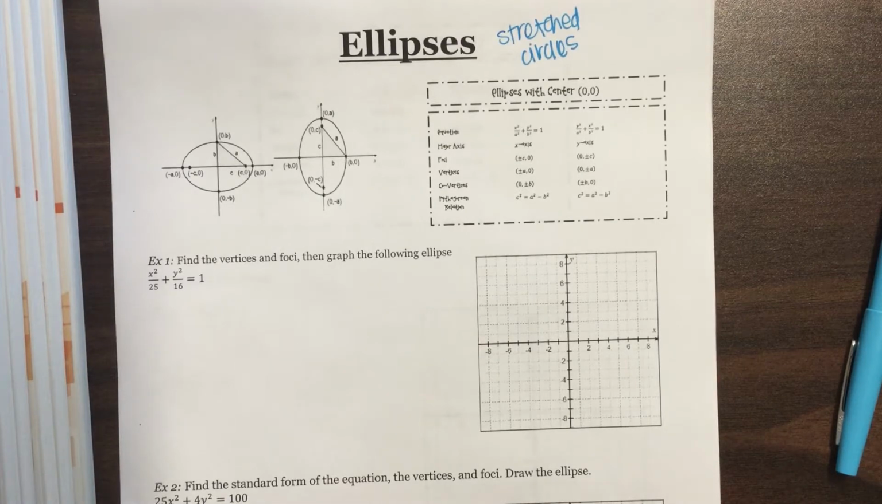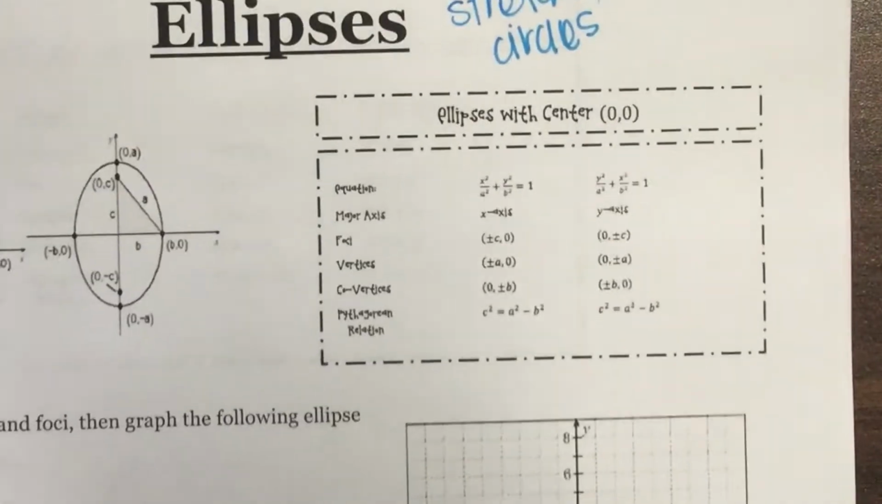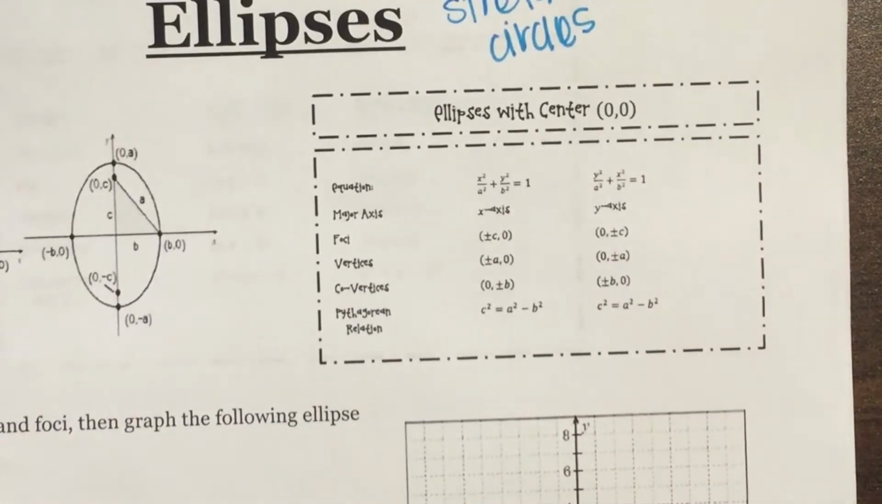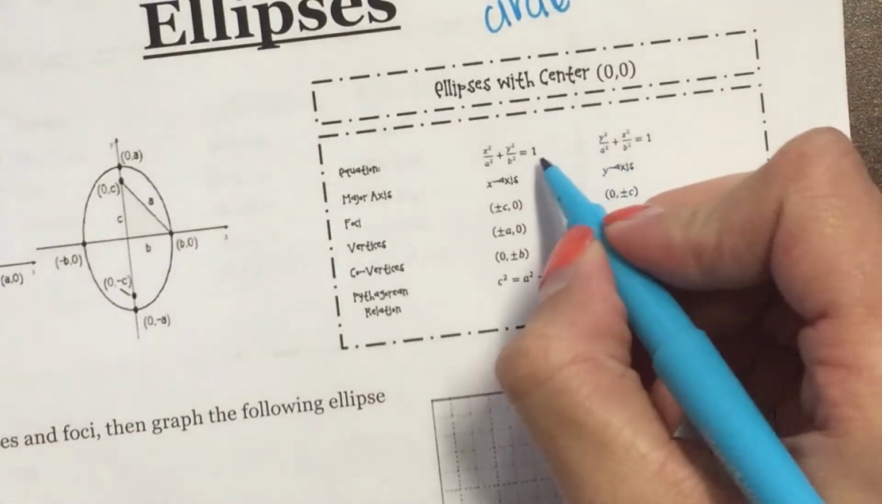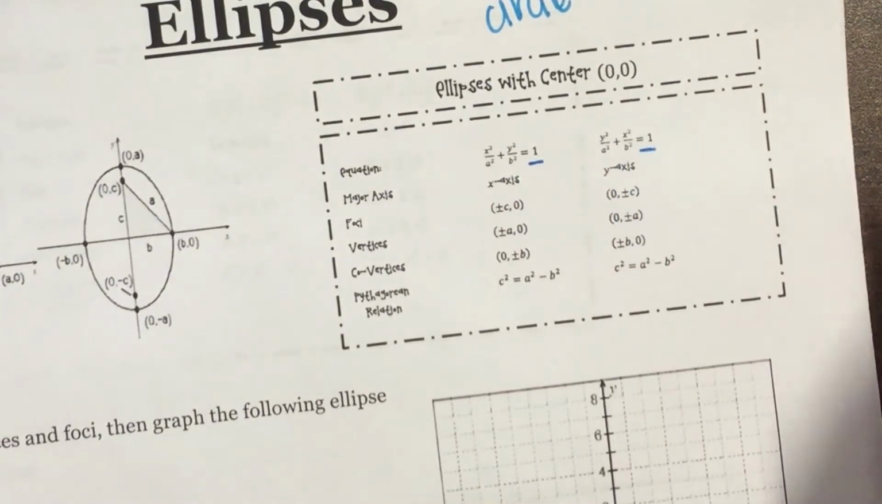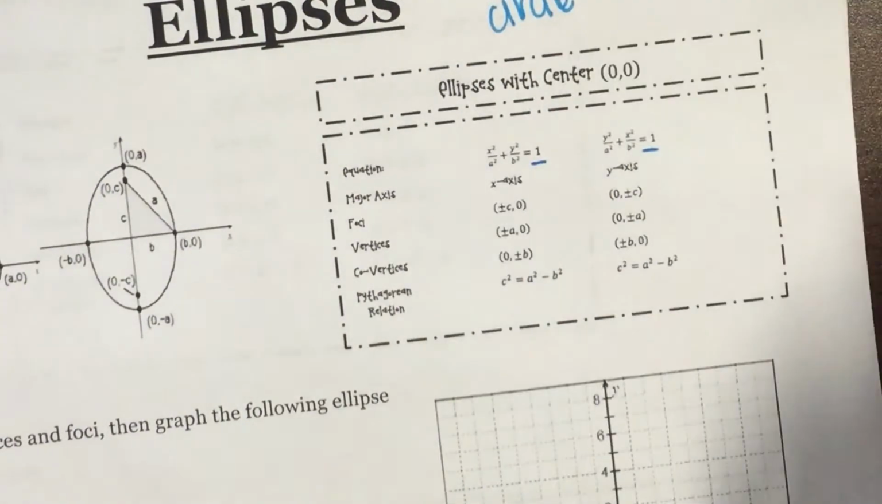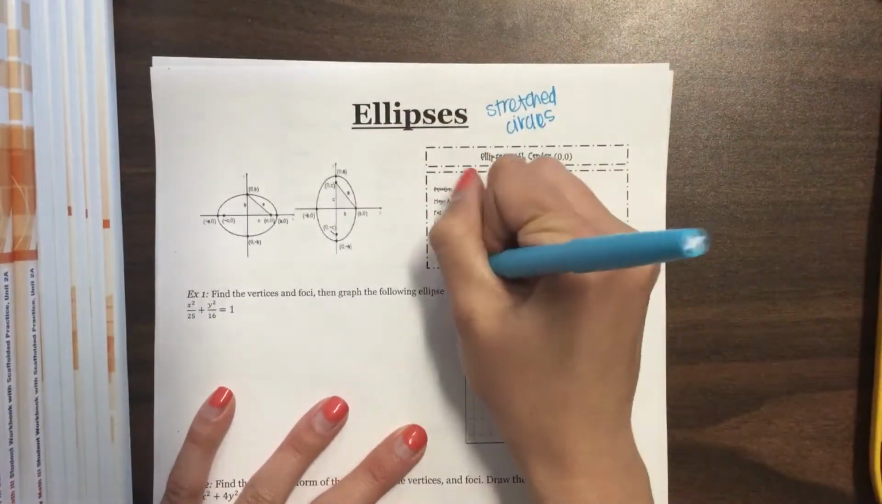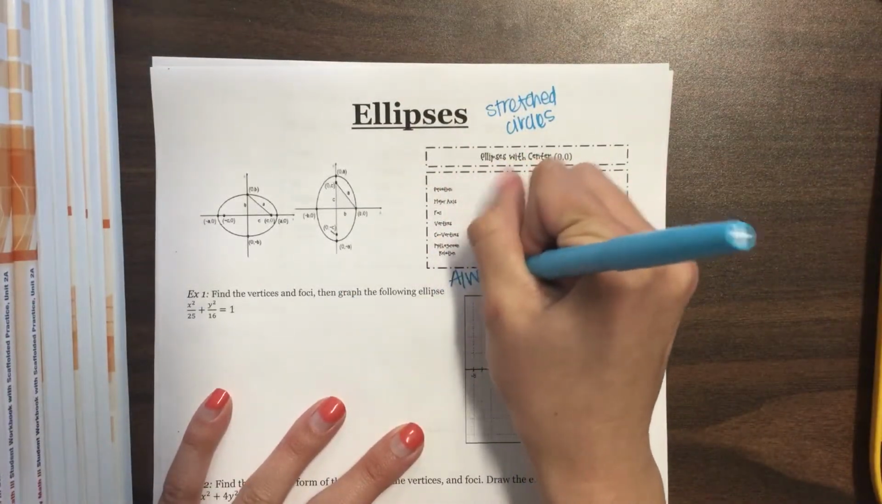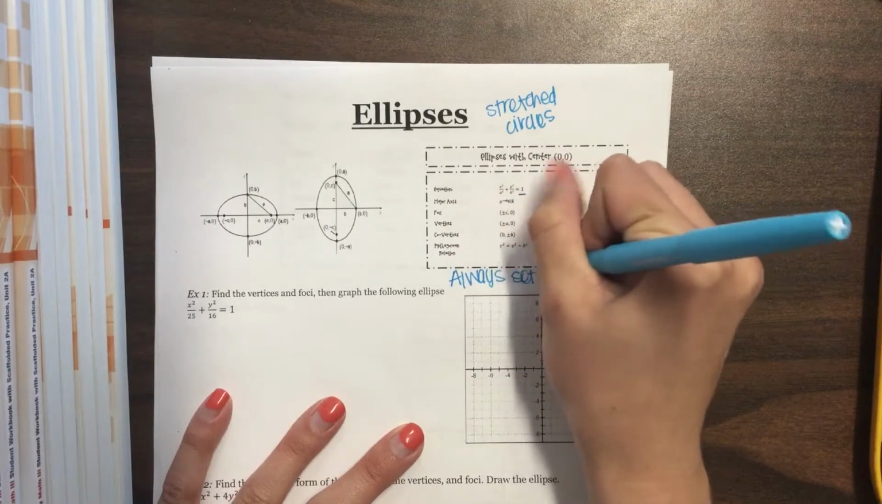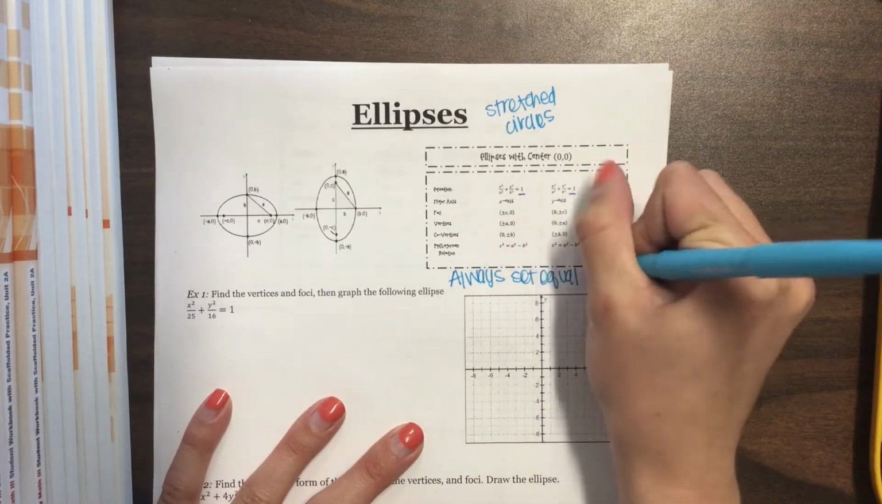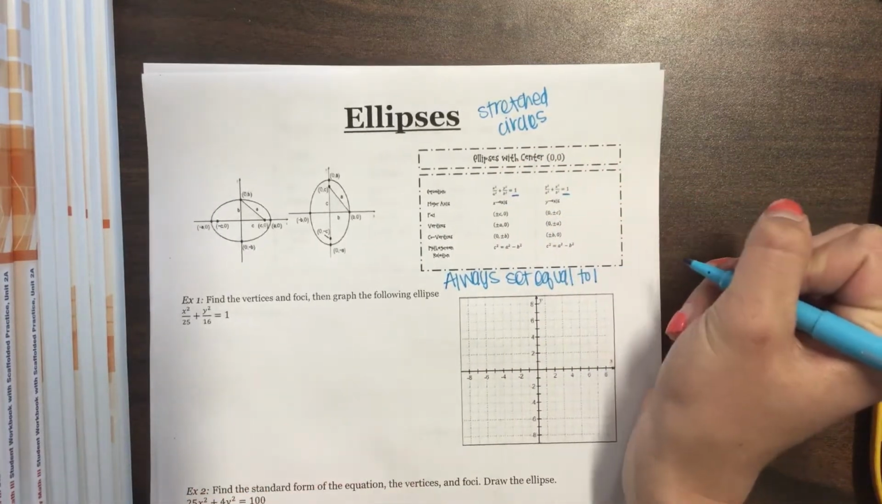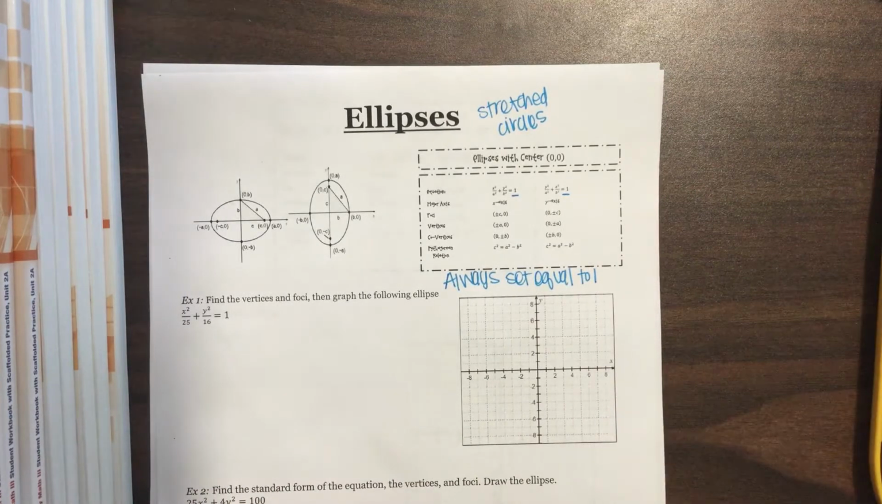Okay. One of the biggest differences between ellipses and circles, with the equations at least, is these are always set equal to 1. I'm going to write that somewhere. So always set equal to 1. If they're not set equal to 1, you have to make it so it is set equal to 1. So you have to divide or do something to make it so it's set equal to 1.